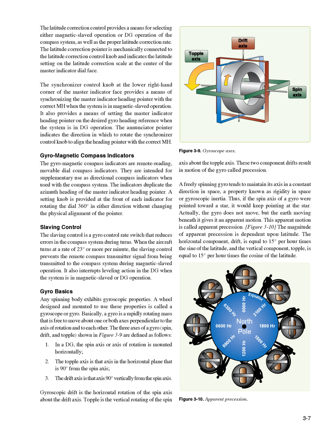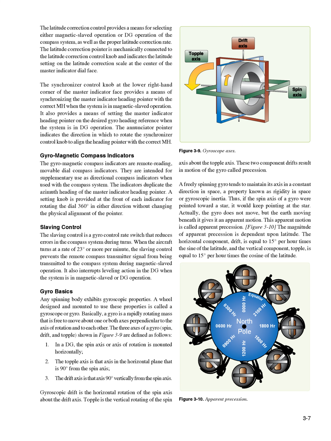The synchronizer control knob at the lower right-hand corner of the master indicator face provides a means of synchronizing the master indicator heading pointer with the correct MH when the system is in magnetic slaved operation. It also provides a means of setting the master indicator heading pointer on the desired gyro heading reference when the system is in DG operation. The annunciator pointer indicates the direction in which to rotate the synchronizer control knob to align the heading pointer with the correct MH.